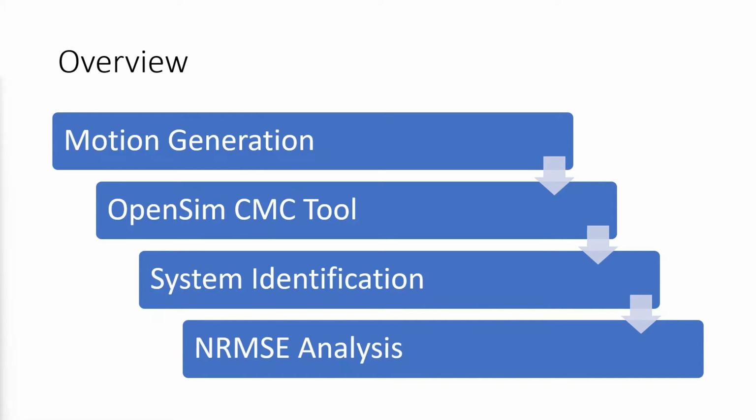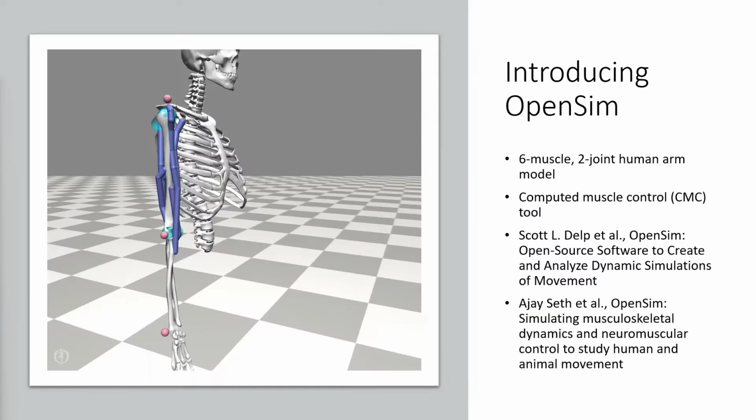As an overview of the methodology, we start by generating motions. Then we use the OpenSim CMC tool to get muscle activations. We perform system identification and then we analyze the NRMSE values. For our arm model, we are using a computational 6-muscle 2-joint human arm model created in the OpenSim software.